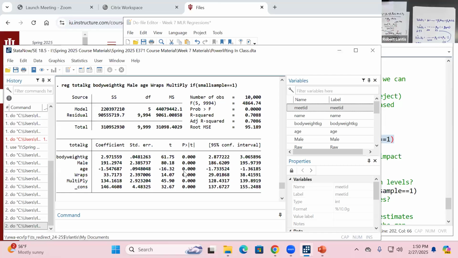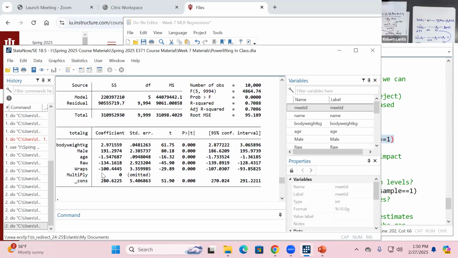So approximately 100. And then if I leave one of those out and instead include that raw category, hopefully the estimate I now see on multiply, or actually, sorry, I left out multiply, the estimate I see on wraps, sure enough, it's 100 less. So I can ask you to compare not just to the group I left out, but you can make comparisons between the other groups you included by simply looking at the differences in their coefficients. Right?